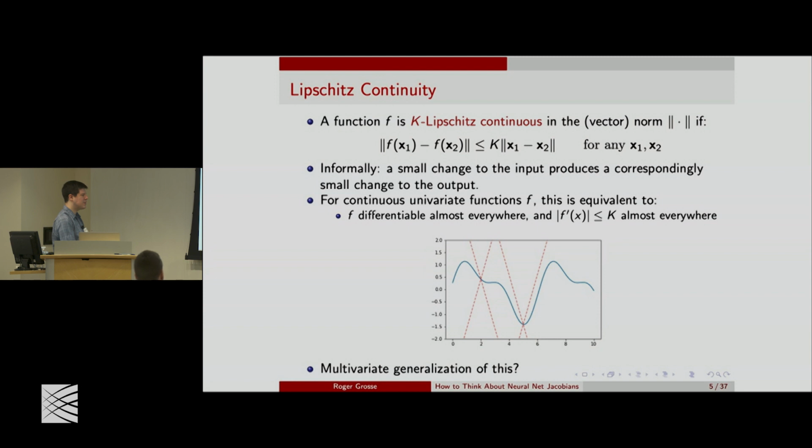So the function has to lie either in this region or that region. And that has to be true for every value of x. Okay? And you can convince yourself from this picture that that will be true. So if it's a continuous function, that will be true if and only if the slope of the function is bounded by k everywhere. Okay? And so that's the univariate case. What's the multivariate generalization of that?